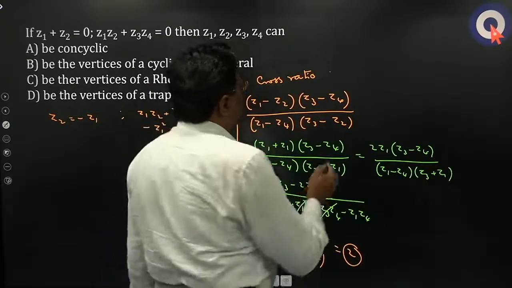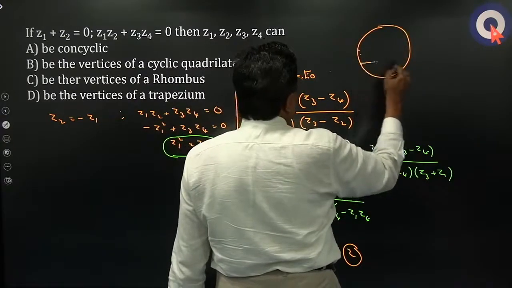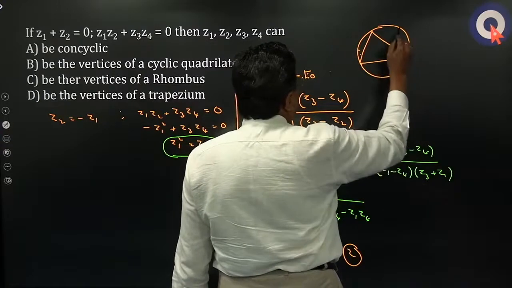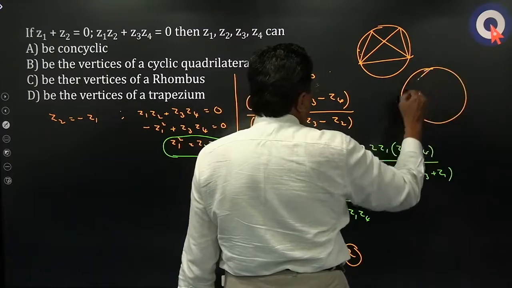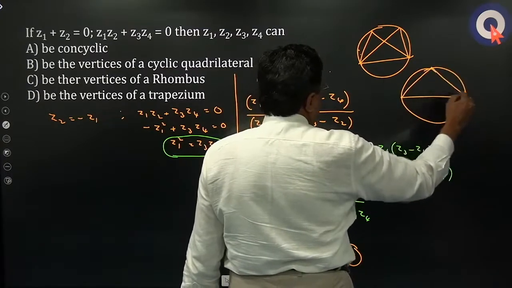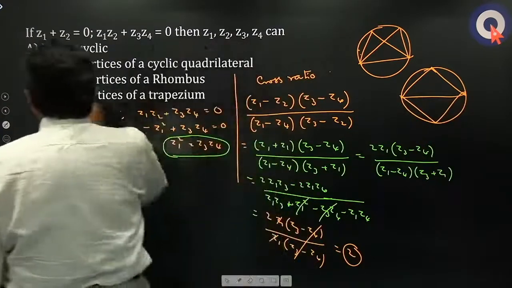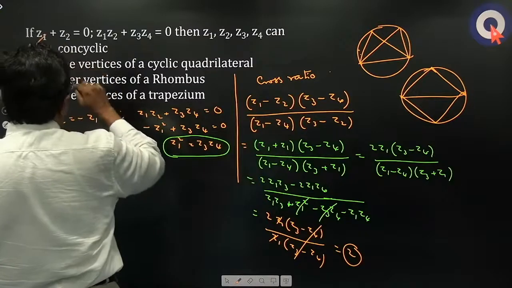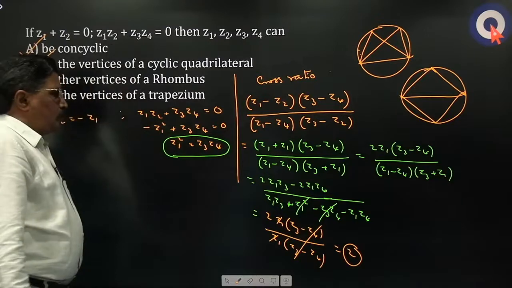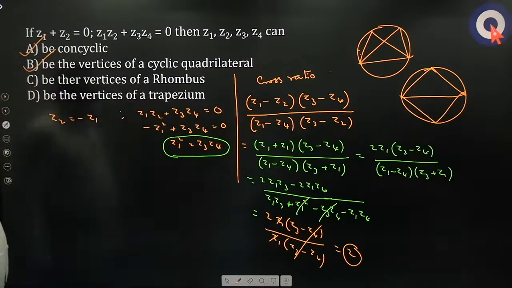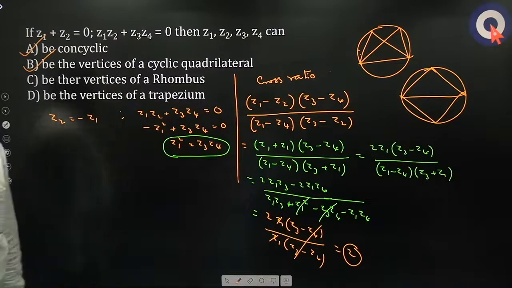Concyclic means the 4 points can be like this, or like this, or they can even be like this. So you can choose both the options, be concyclic with the vertices of a cyclic quadrilateral. Both of them can be taken, all right. So both the options are correct here. Of course, you can't say anything about rhombus and trapezium here.